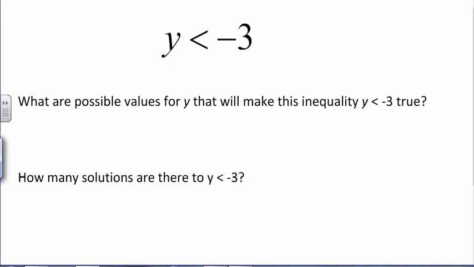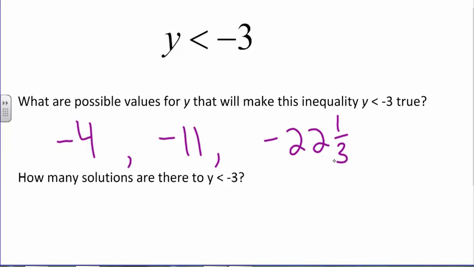Here's an inequality. y is less than -3. So what are some possible values for y that will make that inequality true? So what could y be? It could be -4, because -4 is less than -3. It could be -11. It could be something like -22 and a third. So how many solutions are there to y is less than -3? There are infinite solutions to this.